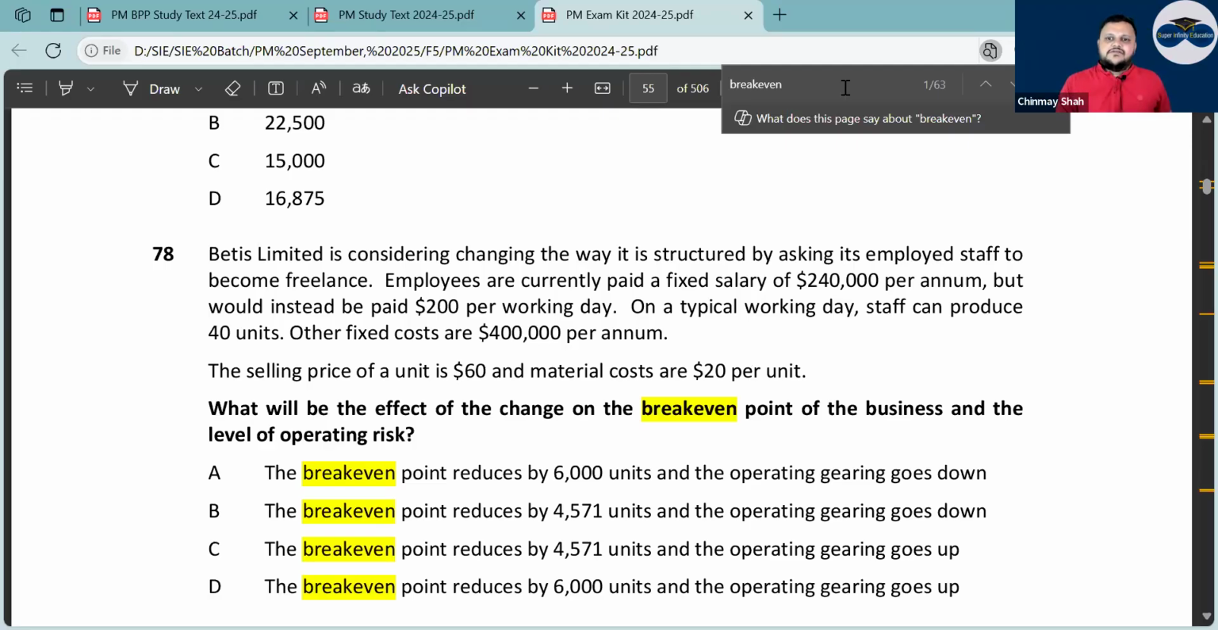Here some fixed cost will be changed. This 240,000 will be made $200 per working day, which means it will be made into a variable cost. I wanted to do this 100%. So chalo, without going ahead, let us do it in our way and try to solve this question.